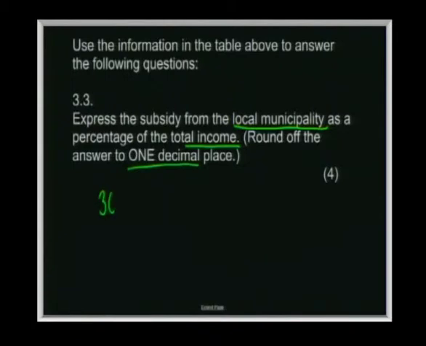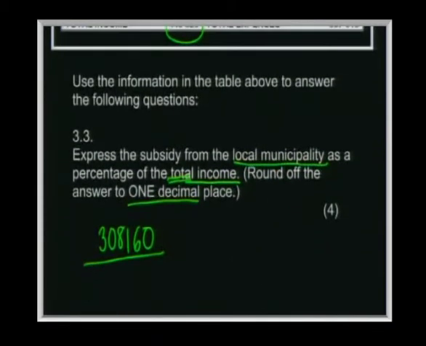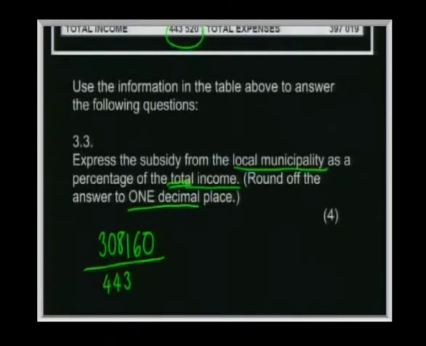It's 308,160. And it's over my total income. So let's have a look at what our total income is. It's this bottom number over here, which is 443,520 Rand. And to change it into a percentage, because that's what they're asking for, I need to times this by 100. So let's go to our calculator.